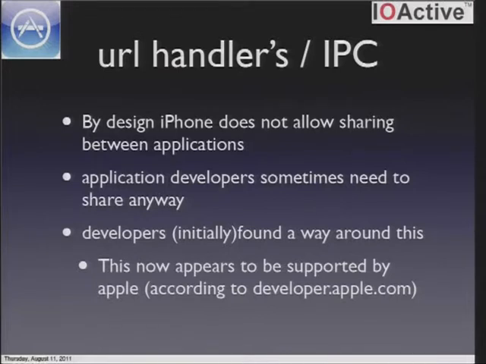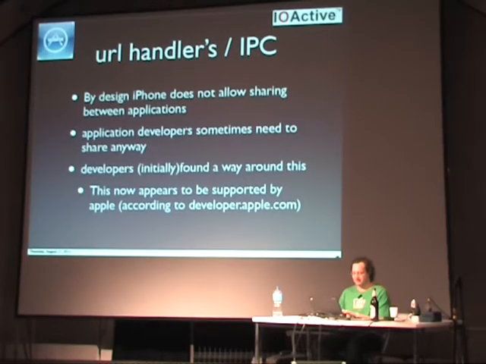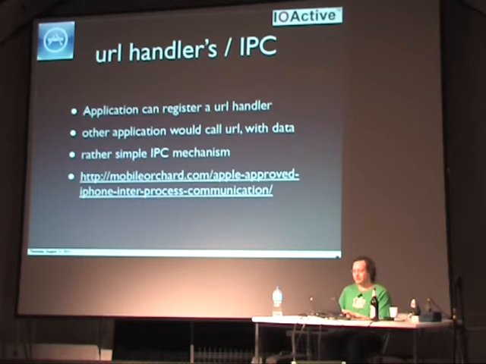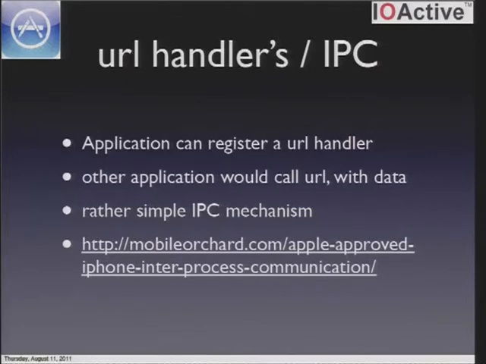So developers are like, well, let's try and find a way around it. They start looking at some of the stuff and say, oh, you have these URL handlers you can register. I think we can use those to have our apps talk to each other. Initially, that was a hack which passed the App Store, and at some point Apple embraced it and said, okay, that's now the supported way to do IPC between applications. This was invented by a company called Mobile Orchard a couple of years ago, and it is now an allowed and developer-documented feature on Apple's developer website.